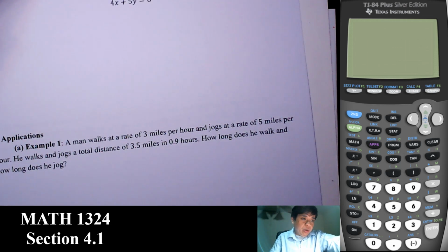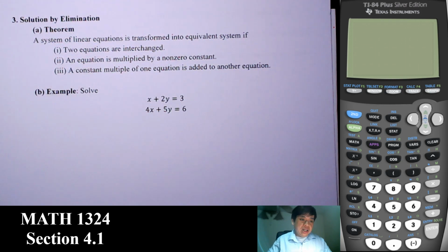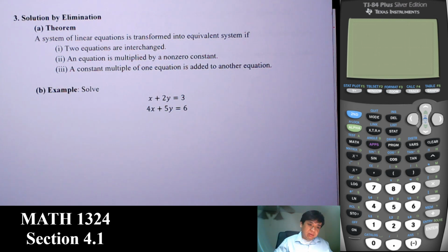Now we solve the equation by elimination. Elimination is actually more versatile. We should prefer elimination over substitution when things get more complicated. A system of linear equations is transformed to an equivalent system if two equations are interchanged, an equation is multiplied by a non-zero constant, or a multiple of one equation is added to another, right?